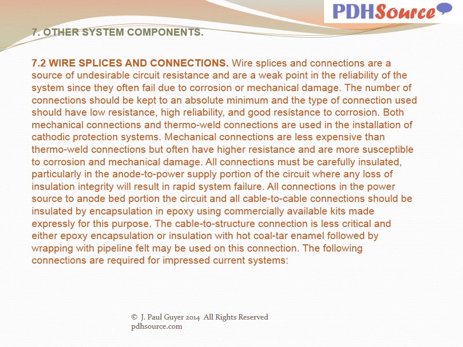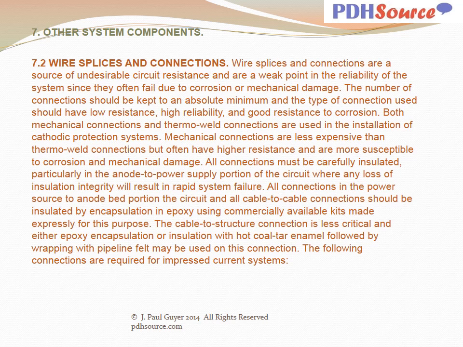Wire splices and connections are a source of undesirable circuit resistance and are a weak point in the reliability of the system, since they often fail due to corrosion or mechanical damage. The number of connections should be kept to an absolute minimum, and the type of connection used should have a low resistance, high reliability, and good resistance to corrosion. Both mechanical connections and thermal weld connections are used in the installation of cathodic protection systems.